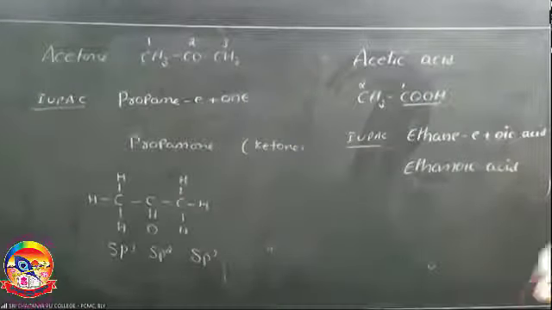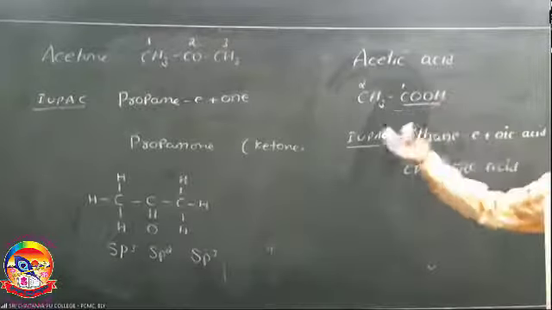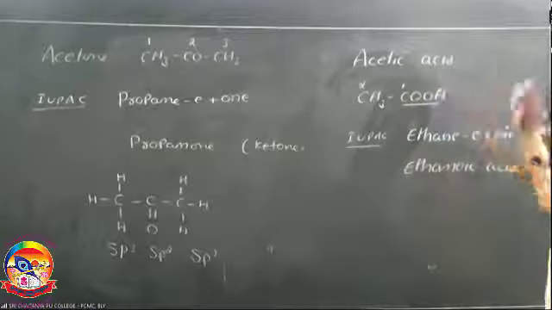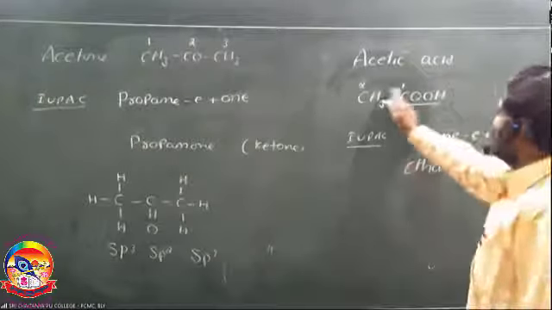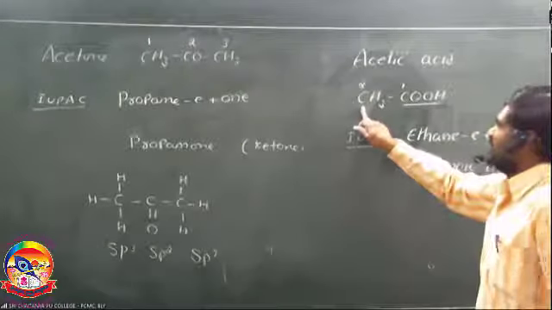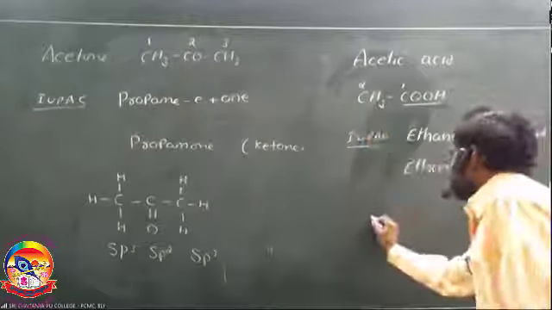Acetic acid is the common name. It is also called vinegar, which contains nearly 15 to 20% of acetic acid. So, acetic acid: what is the hybridization of both the carbon atoms? It is the carboxylic carbon, and it is a methyl carbon. So what is the hybridization?